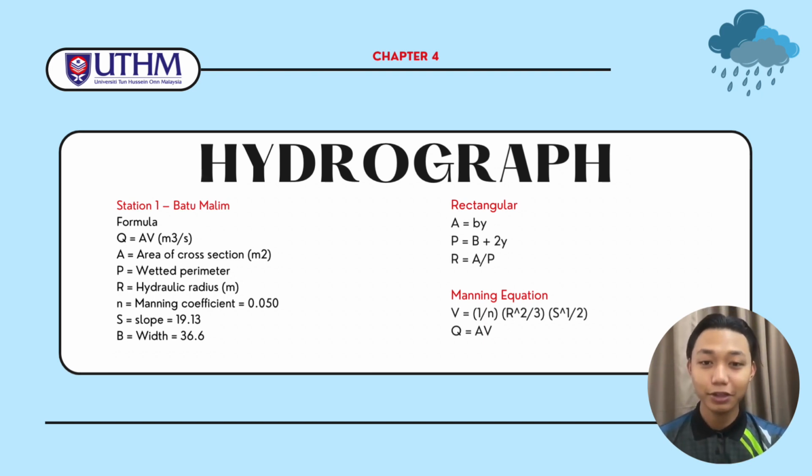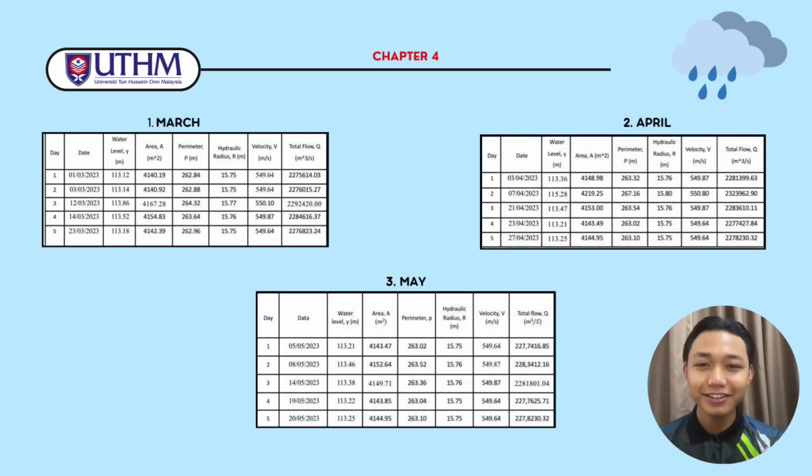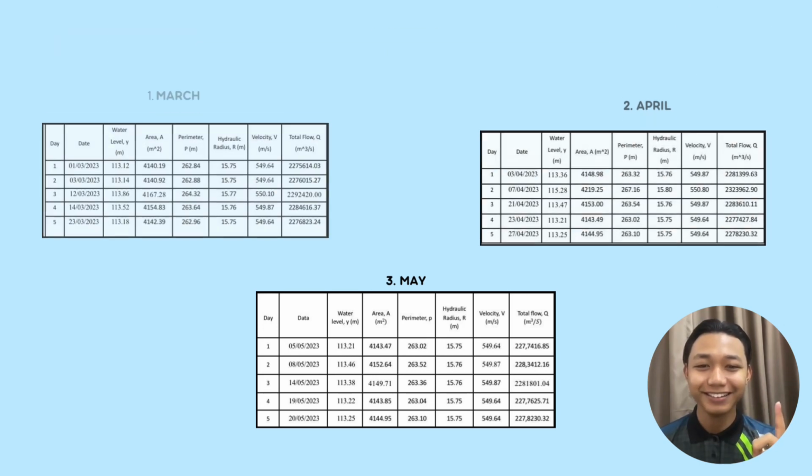In the hydrograph, we only pick one station and take the 3 months with the highest data among the 5 months. This is the formula that we use in the hydrograph. We continue with the calculation in the next slide. As you can see, the 3 months with the highest data are March, April and May. We use the formula that I showed previously to calculate the areal total flow, and this is what I got.